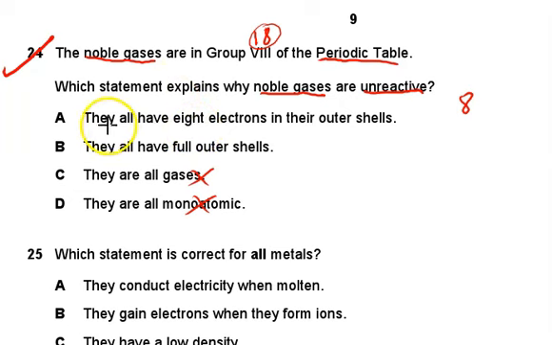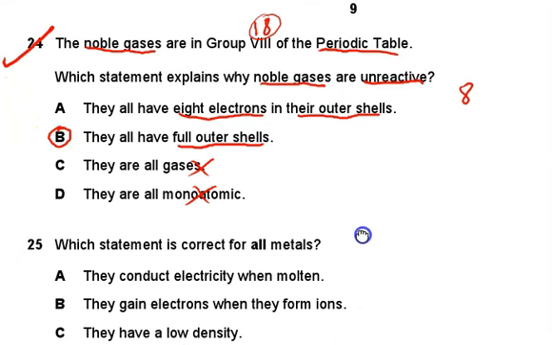So your best answer here will be either A or B. If you look at them, they have a very close meaning. They all have 8 electrons in their outer shell. They all have full outer shells. So your best answer here will be B.